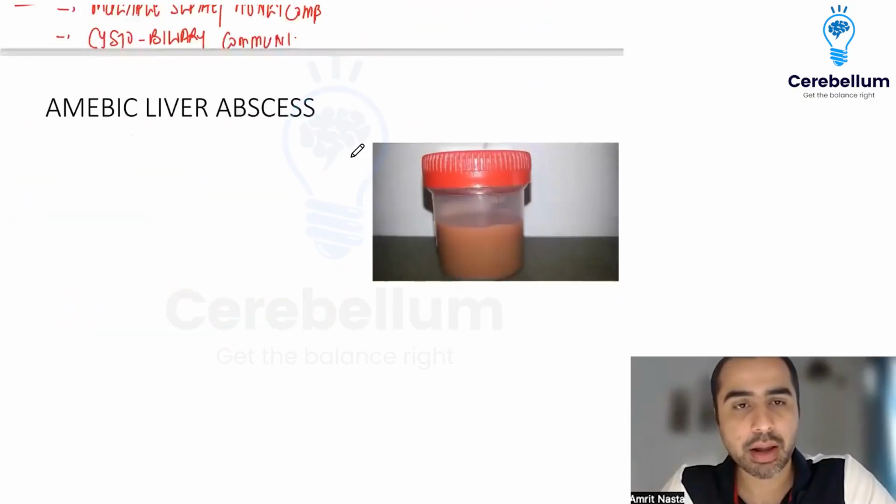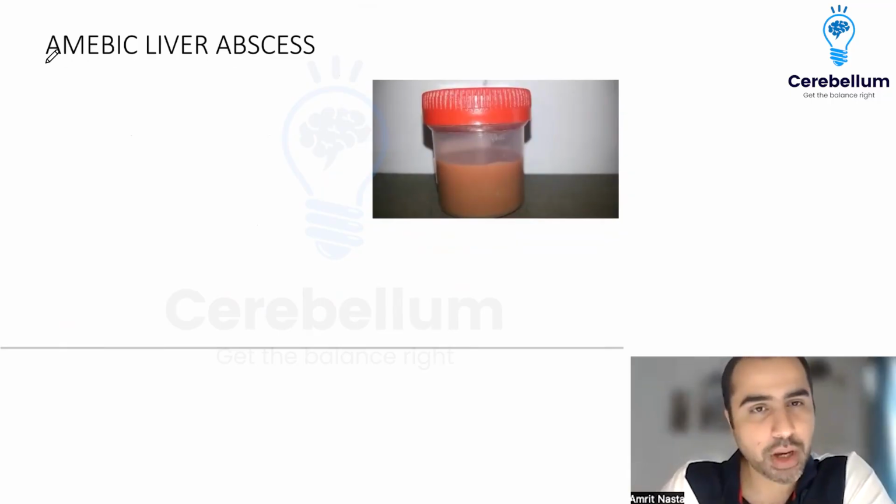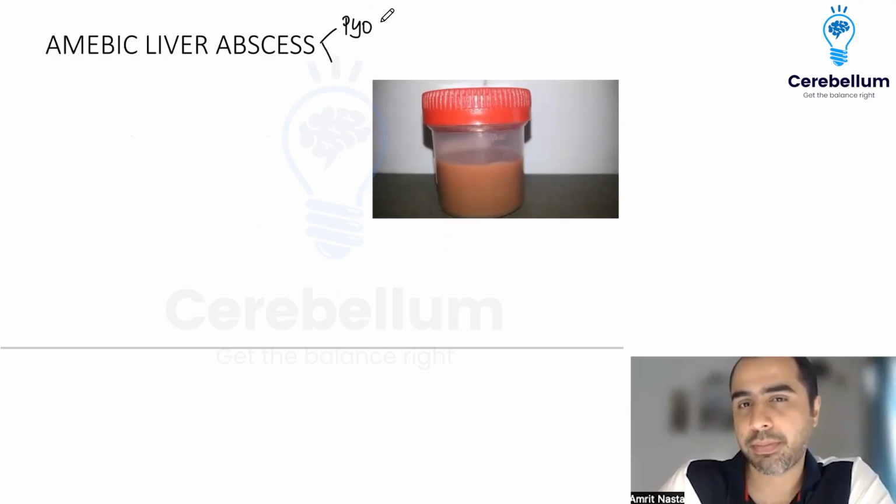Okay. Now come to another favorite topic for entrances, that is going to be amoebic liver abscess. This is also something which technically you study in microbiology. That is amoebic liver abscess. So liver abscesses are normally of two types. One is called pyogenic. They are the normal common ones.